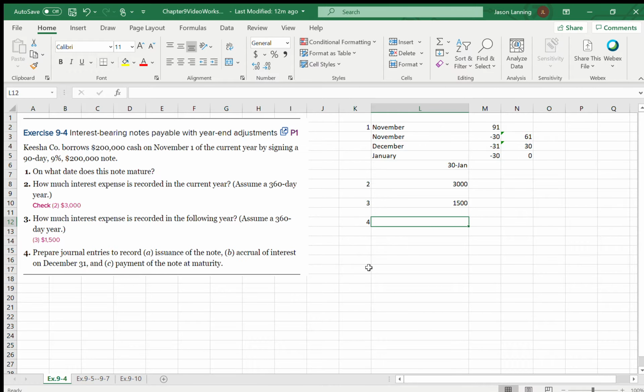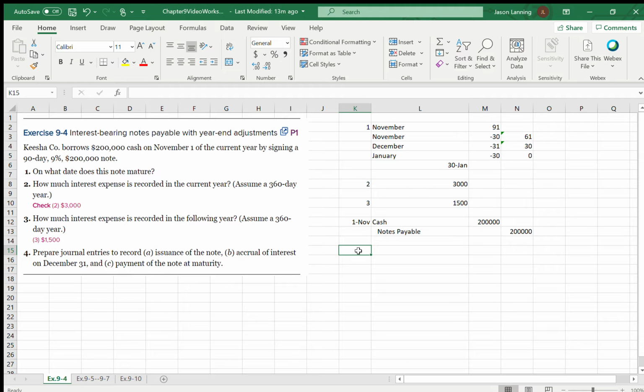And then number 4 says prepare journal entries to record the issuance of the note. We'll do 4A. Okay, so 4A, the issuance of the note, and we should do a date here. So we did this on November 1st, so 11/1. What we're going to end up having here, we borrowed this, so we would have cash. We would receive 200,000, and then this is a note payable for 200,000. So there's our entry for when we get the note.